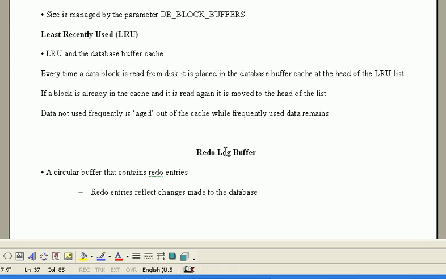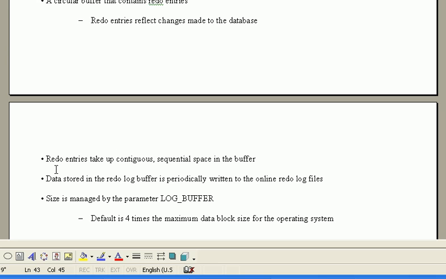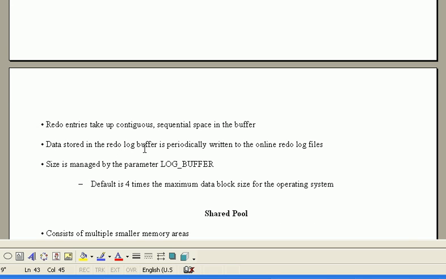The next is the redo log buffer, a circular buffer that contains redo entries. The redo entries reflect changes made to the database. The redo entries take up contiguous sequential space in the buffer. Data stored in the redo log buffer is periodically written to the online redo log files. The size is managed by the parameter log_buffer. The default is 4 times the maximum data block size for the operating system.